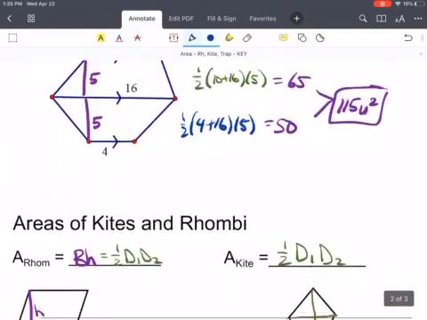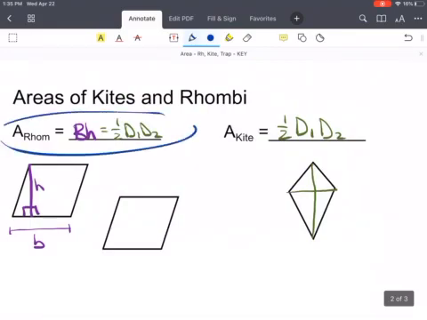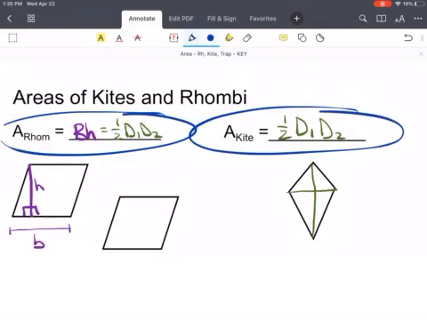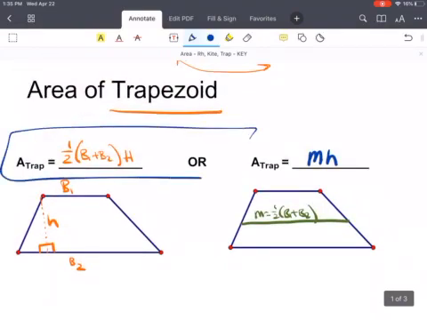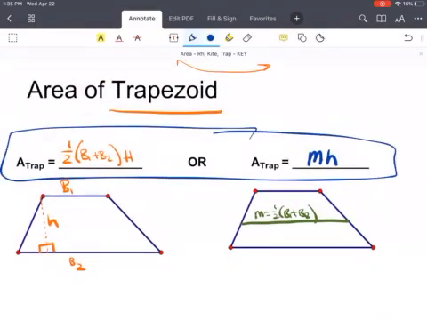So remember, we talked about rhombus, remembering that a rhombus is both of those formulas, and a kite is that formula. And then also talked about trapezoids using those formulas. Make sure you know those formulas, and that is the end of today's notes.